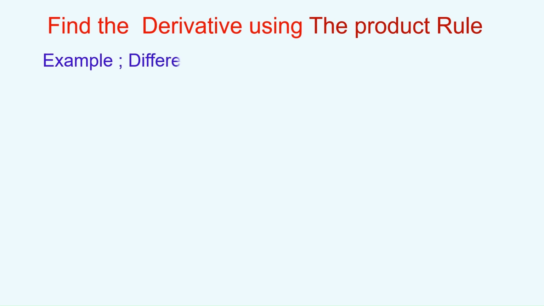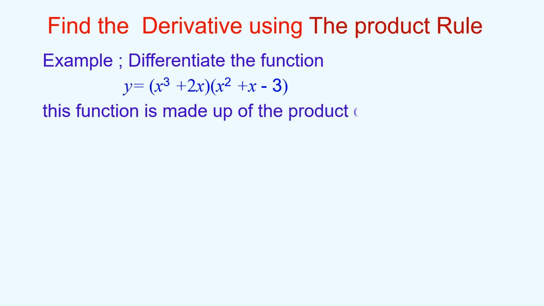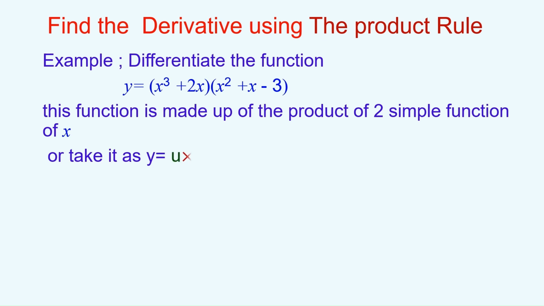Find the derivative using the product rule. Example: differentiate the function y equals (x cubed plus 2x) times (x squared plus x minus 3). This function is made up of the product of two simple functions of x, so take it as y equals u times v. Let u equals x cubed plus 2x.